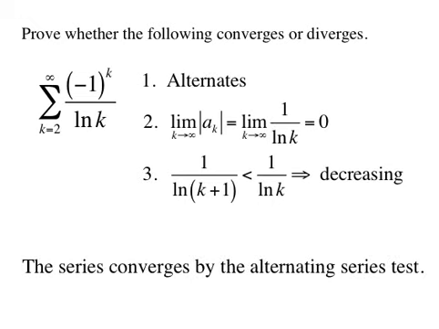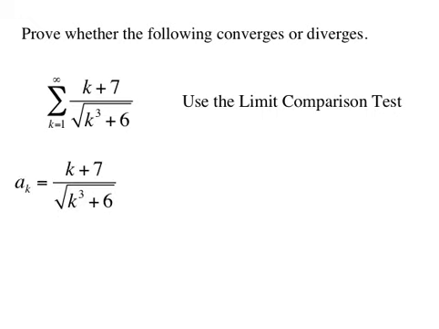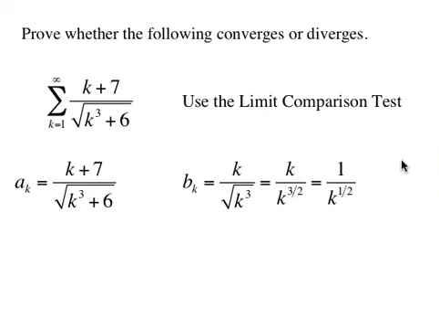And we have one more problem to look at. The sum as k goes from 1 to infinity of (k plus 7) over the square root of k cubed plus 6. We're going to approach this by looking at the limit comparison test. A sub k is what we're given here as a sequence. B sub k, highest power of the top, k to the first. Highest power of the bottom, square root of k cubed. Square root of k cubed is k to the 3/2. So that's k to the 1 over k to the 3/2, which will equal 1 over k to the 1/2. That's what I'm going to compare a sub k to.